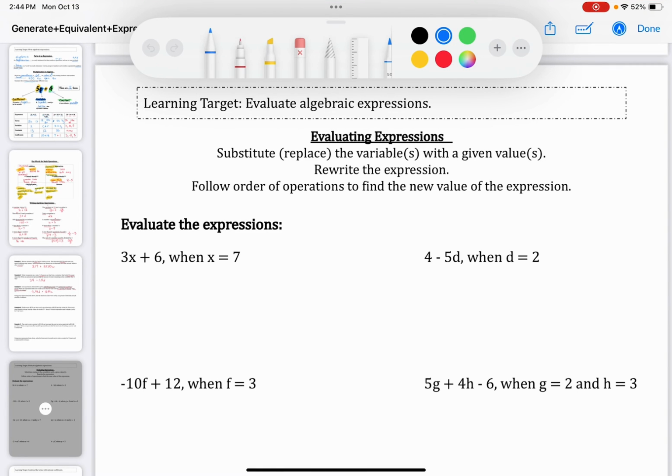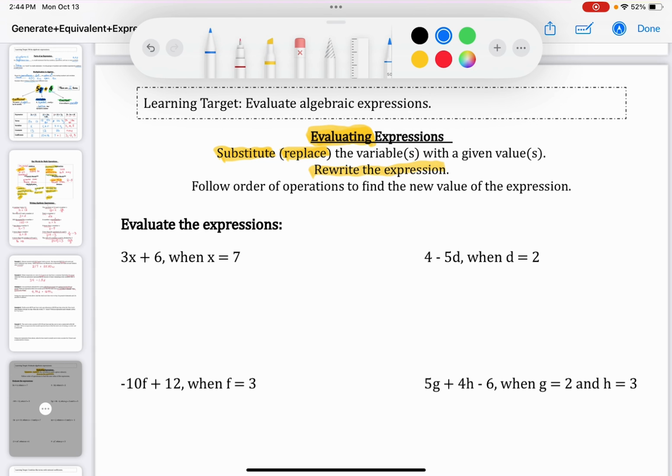We are going to talk about evaluating expressions today. So the learning target is evaluate algebraic expressions. Some things to know: evaluating means we're trying to find the answer, okay? So our key steps are we are going to substitute, meaning replace, the variable with a given value. It's important that we rewrite the expression and then we follow order of operations. So let's take a look at the first one.